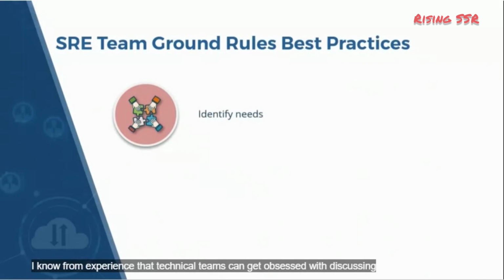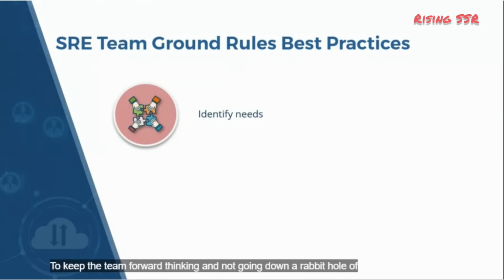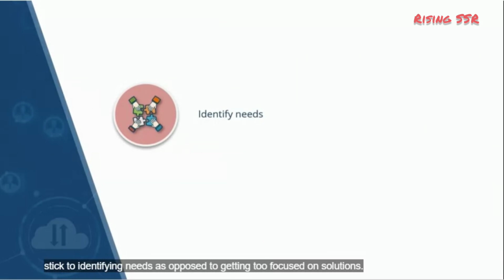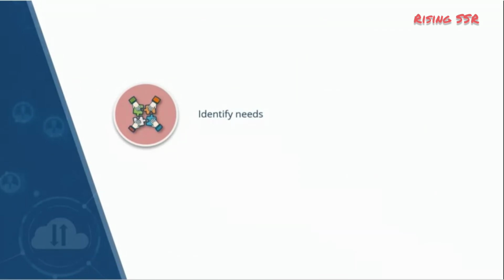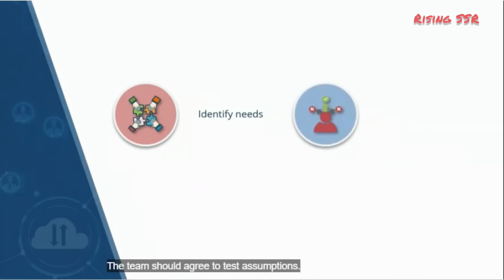I know from experience that technical teams can get obsessed with discussing solutions ad infinitum. To keep the team forward-thinking and not going down a rabbit hole of technical solutions, there should be a ground rule that the conversation stick to identifying needs as opposed to getting too focused on solutions. It's also easy to fall into the trap of basing decisions on opinions. The team should agree to test assumptions. This keeps the focus on measured facts as opposed to opinions which may be flawed.